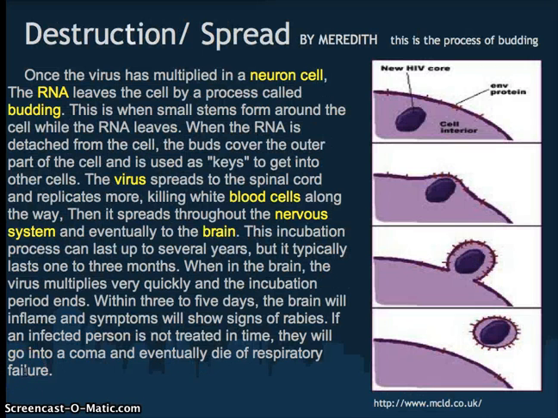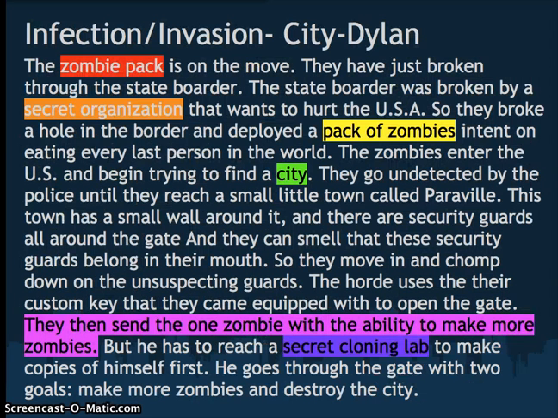The virus spreads to the spinal cord and throughout the nervous system into the brain. In the brain, it replicates more and very quickly and causes brain inflammation, resulting in symptoms.